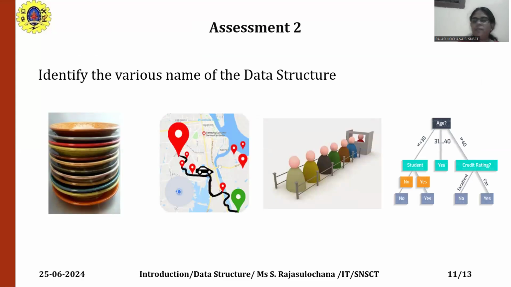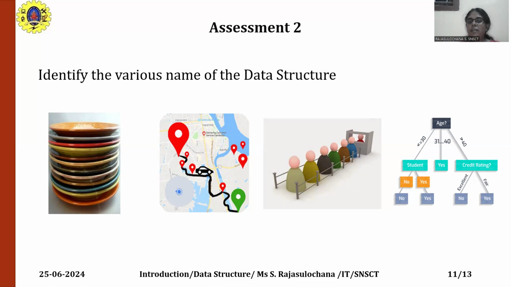So first one, identify the data structure. What does it represent? Yes, it represents a pile of plates. So it is arranged one above the other. We can also call it a stack. So we have stacked the plates one above the other. The second one, from the picture you can see it is Google Map. So maps are implemented using graph data structure.